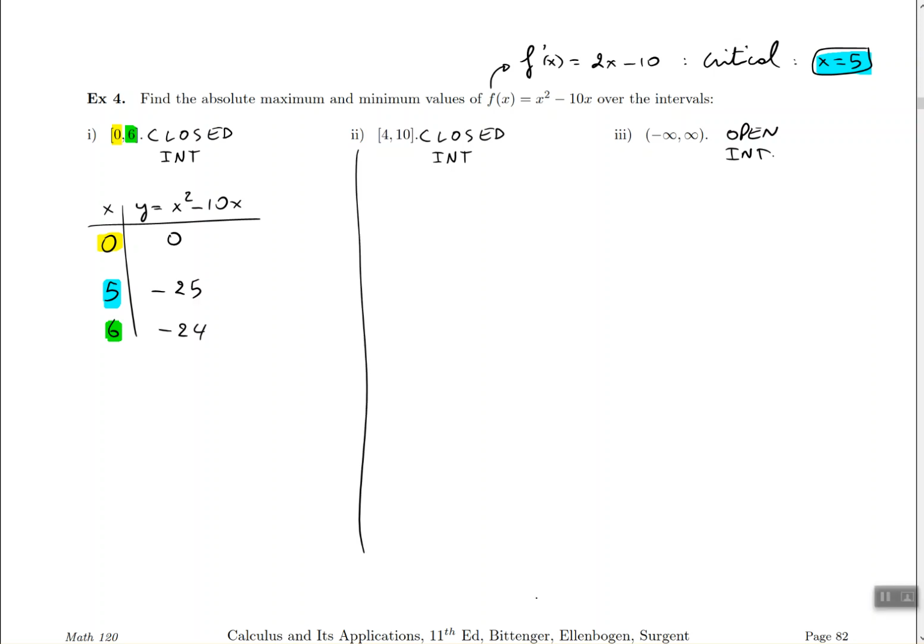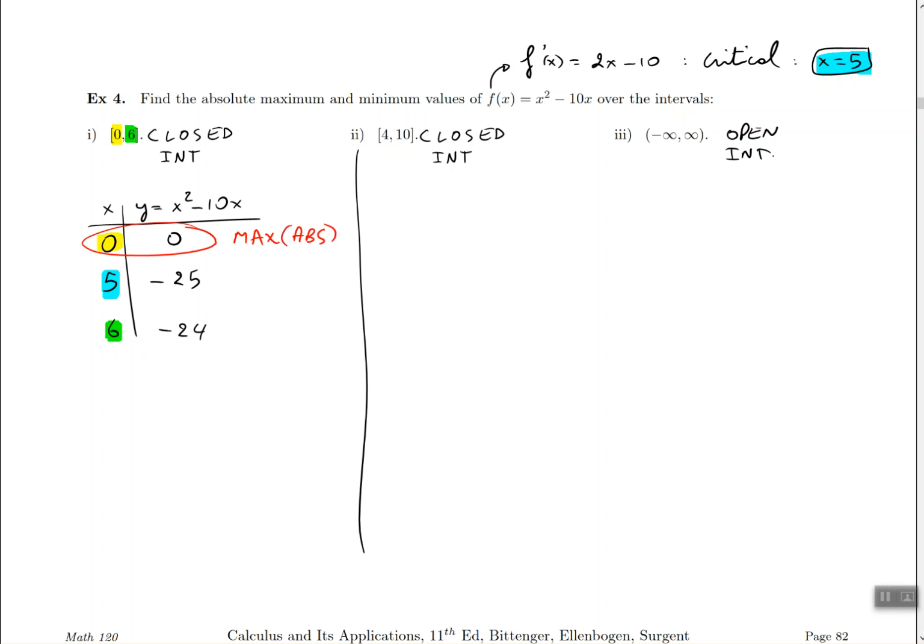Did you get 0, negative 25, and negative 24? I hope you did. Now, once you have this done, you're going to be able to decide who's going to be the max and who's going to be the minimum. Remember, the biggest y is going to be the max. Out of these three numbers, this one has the biggest number, so it's going to be the max, and actually it's going to be called an absolute max.